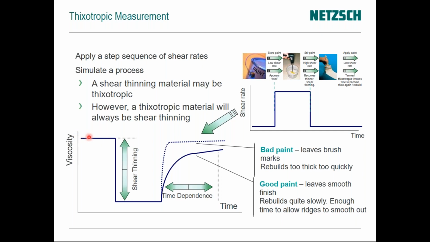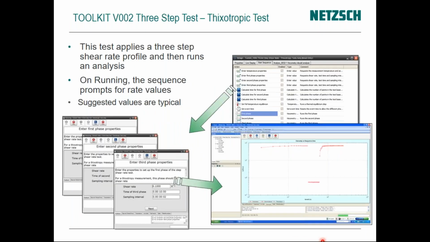So a very low shear rate, the sample is quite viscous, and then we're going to give it some high shear rate to simulate brushing or mixing or what have you, and the sample is going to break down in viscosity, and then we're going to go back to a low shear rate again, and you can watch the rebuild time. So this is the 3 steps sequentially, and so we call this a 3-step test. It's going to ask you when you set up the test, what do you want for step 1, what do you want for step 2, and what do you want for step 3? Obviously you can change these as you like, but there's some good defaults in there.